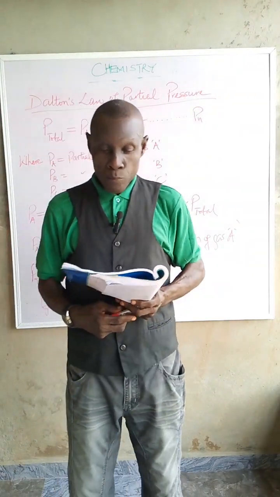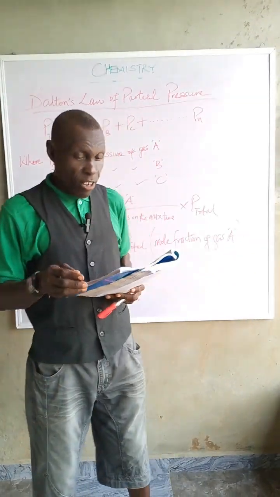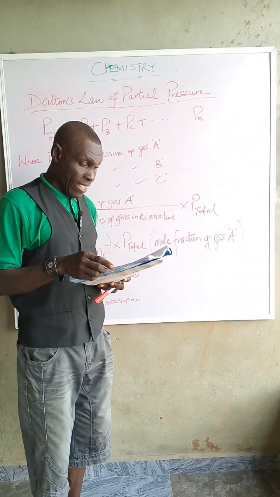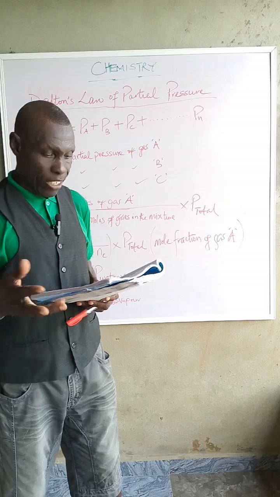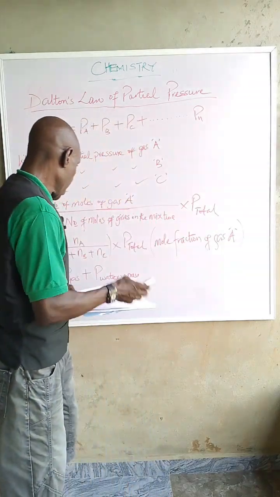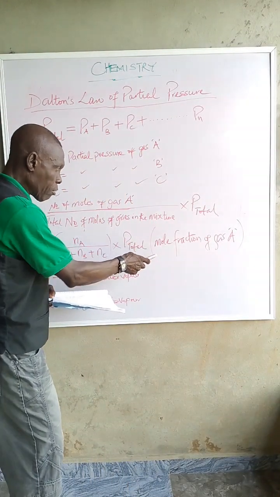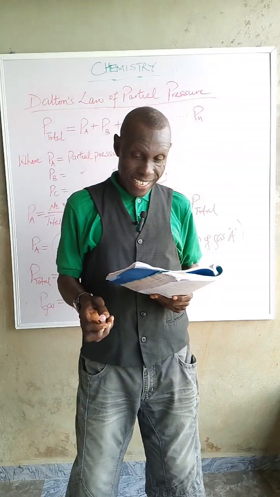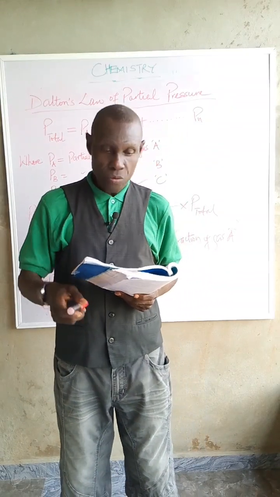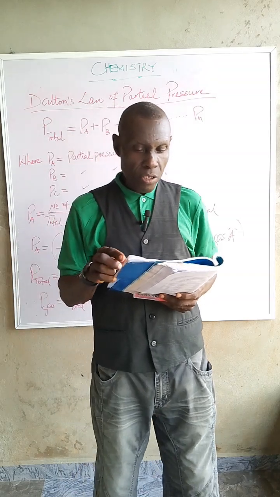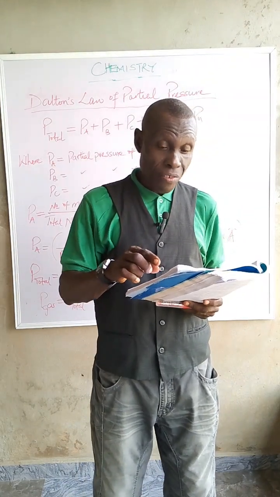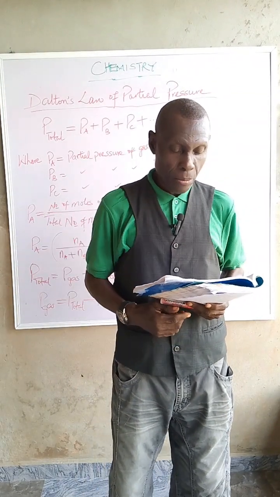Okay, let's continue. This is called the ratio of the number of moles of A to the total number of moles of gases present in the container. This expression, which we call the mole fraction of gas A, is the ratio of the moles of gas A to the total number of moles of the gases present in the container.